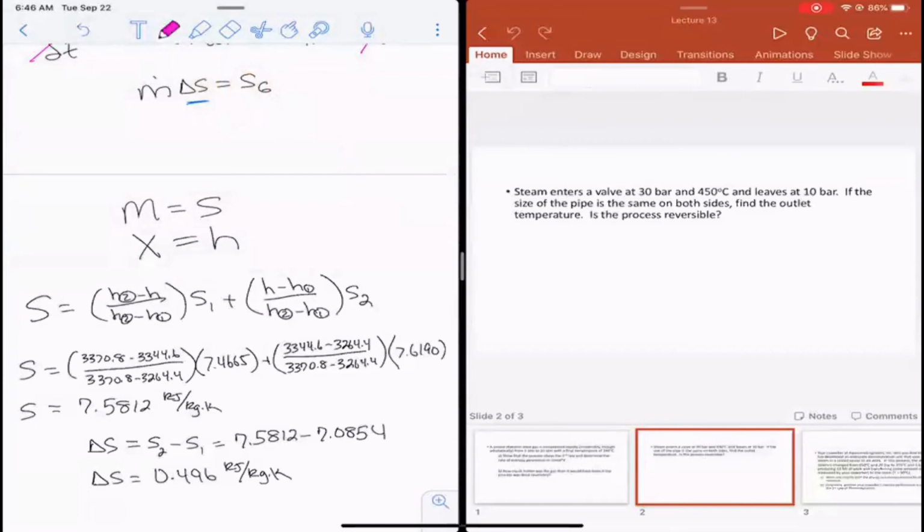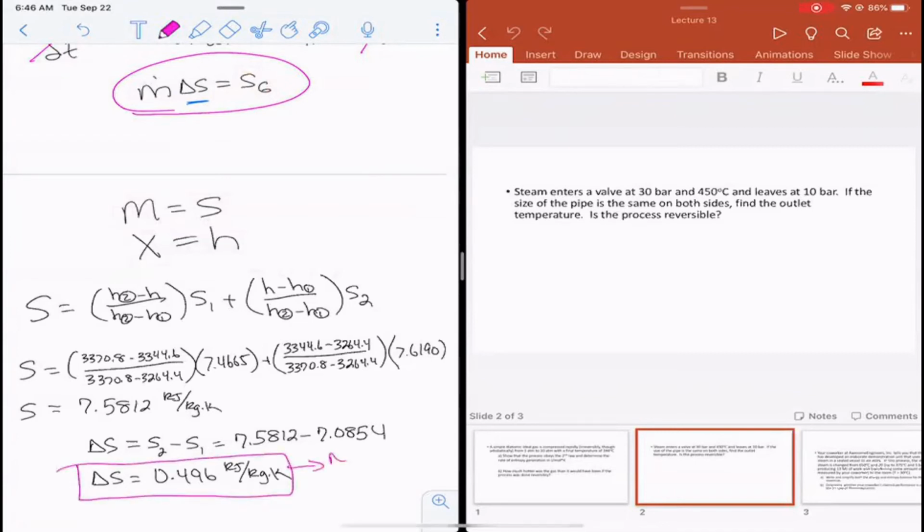And remember, the result of our entropy balance was up here, that m dot delta S equals Sg. So in order for this process to be reversible, delta S would have to be equal to 0, and it's not. It's greater than 0. And so because of that, we can answer the second question, that no, this is not reversible.